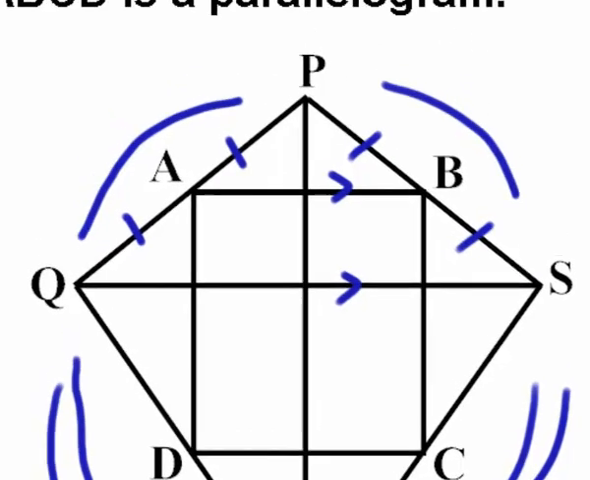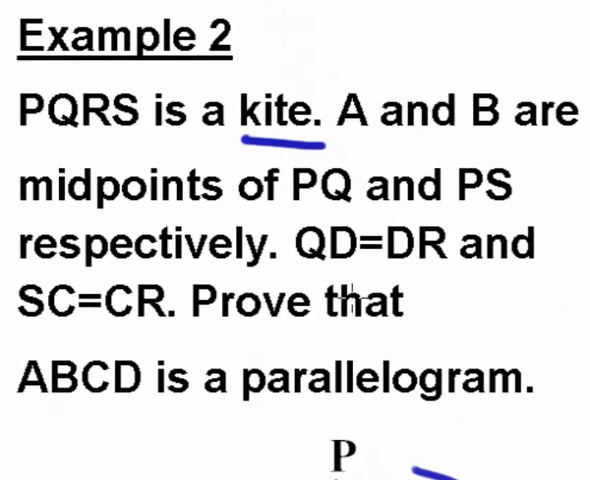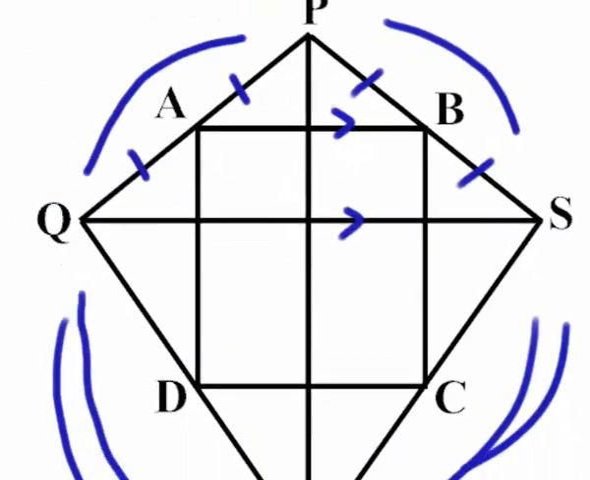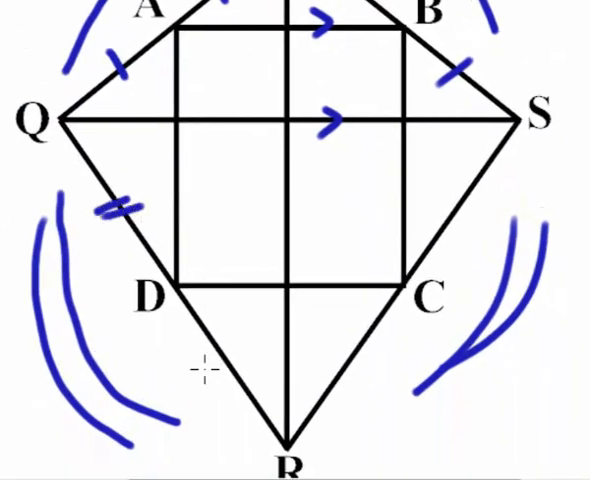Okay, now let's have a look at what else they say. They also say that QD is DR, so we've got QD equal to DR, and SC is equal to CR, so those are equal.